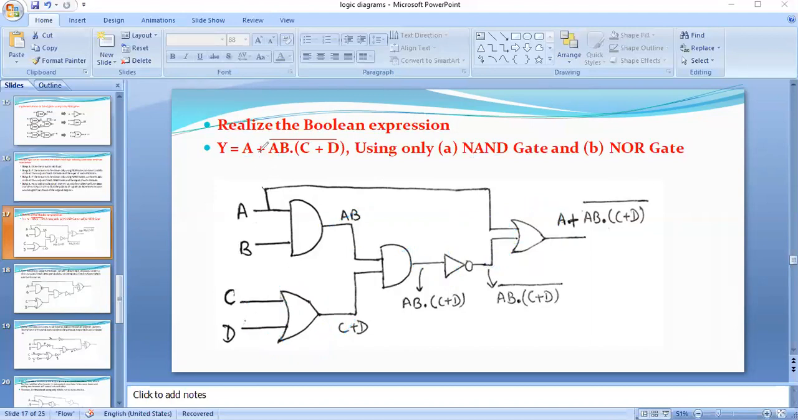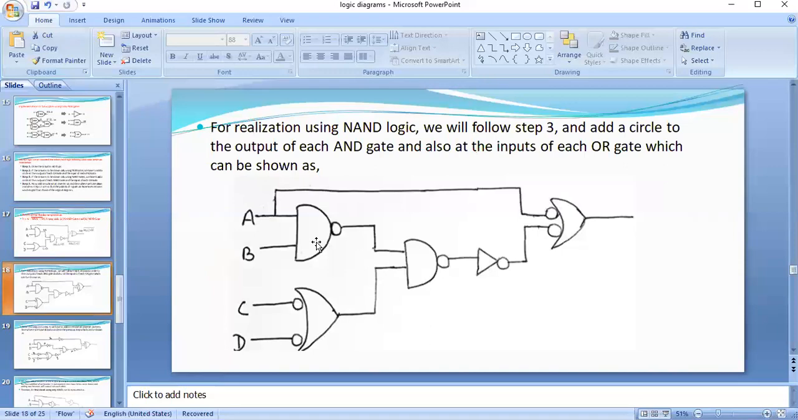So what am I going to do? First draw the logic diagram using basic gates. After that, if you want to implement NAND logic, place a circle at the output of each AND gate and place a circle at the inputs of each OR gate. After that, see here, this is the second step. So what I'm doing here, I'm placing a bubble at the output of each AND gate and the input of the OR gate.